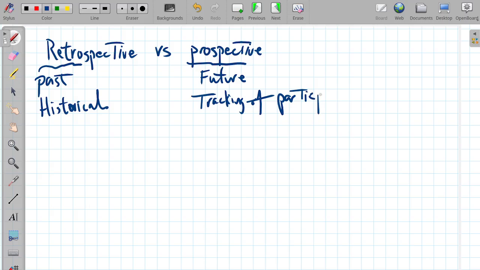Okay, I'm not writing that word very well. Let's just get rid of some of that nonsense. Let's try again. Participants. Whatever. Anyway, tracking of participants.